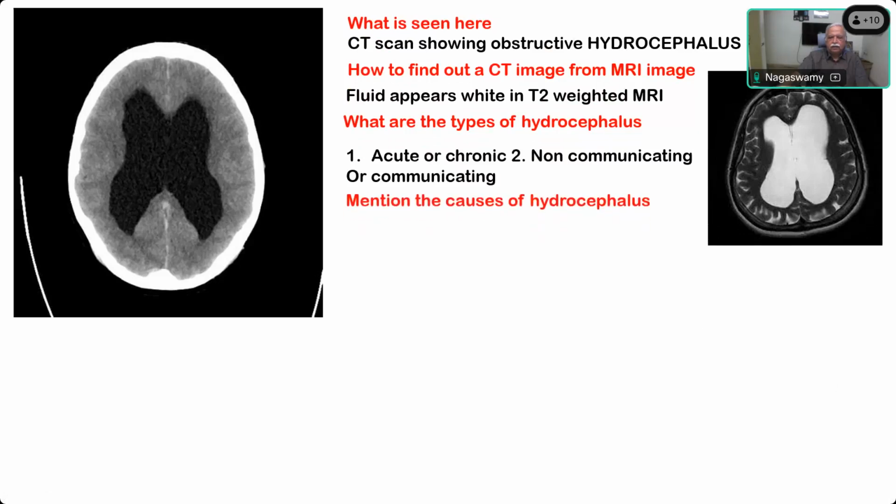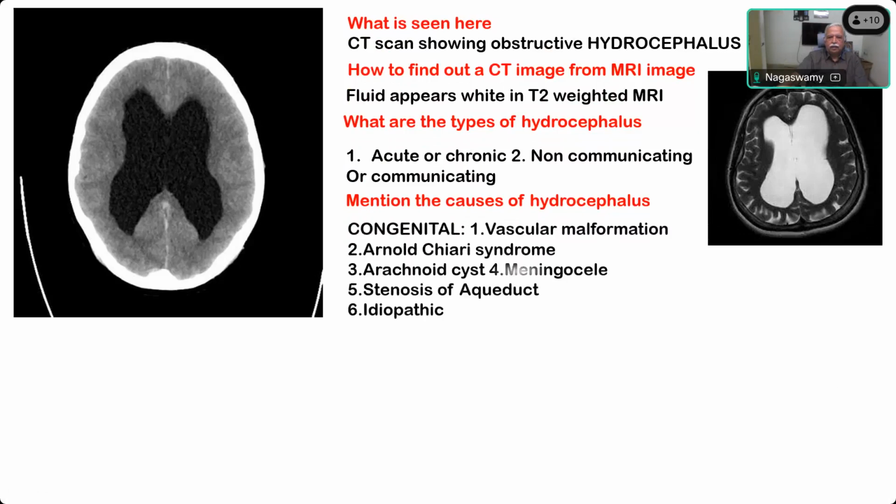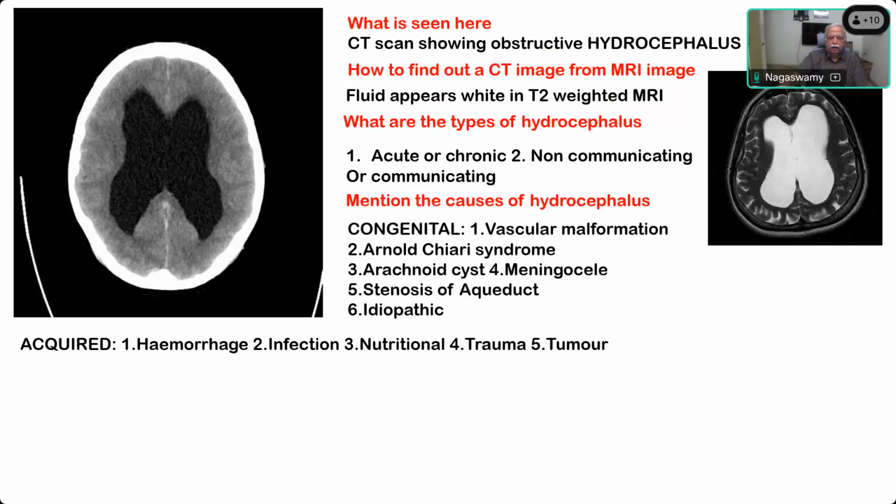Mention the causes of hydrocephalus. Arnold-Chiari malformation. Okay. Can you classify them like congenital, which are vascular malformation, Arnold-Chiari, arachnoid cyst, meningocele, stenosis of aqueduct, and idiopathic. These are all congenital. Then you can have acquired. It can be due to hemorrhage, infection, nutritional, trauma, and tumor.